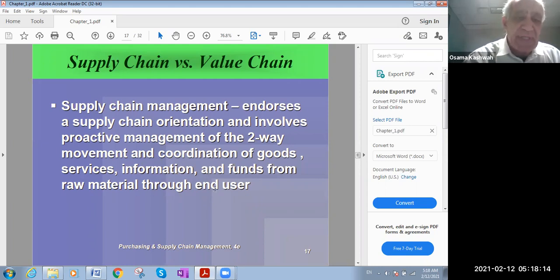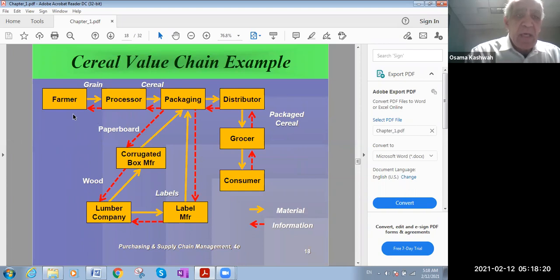And flows from raw materials through to the user. So here, this is what we talk about, the supply chain. This is a serial value chain example. He's showing me a very small example for the value chain. The farmer grows grain, the processor will make it cereal, then it will be packaged, and it will go to the distributor. The distributor will give it to the grocer, and at the end, the grocer will give it to the consumer. At the same time, if you look at the arrows, the red one is regarding the information flow, and the yellow one is for the flow of the materials itself.